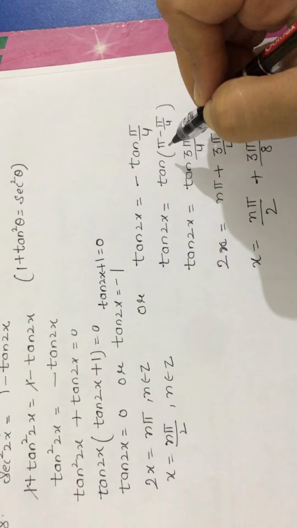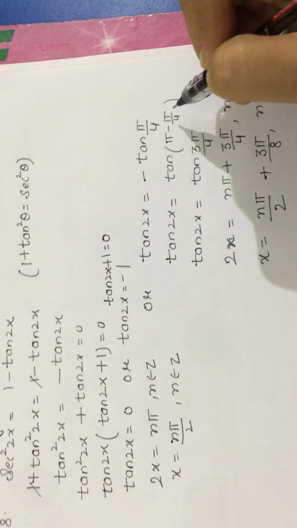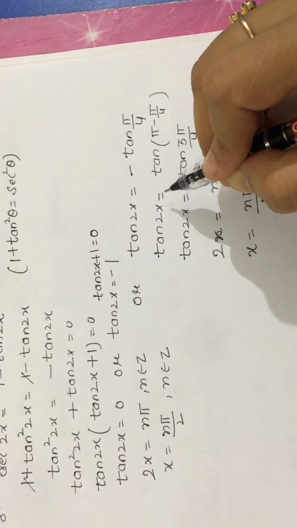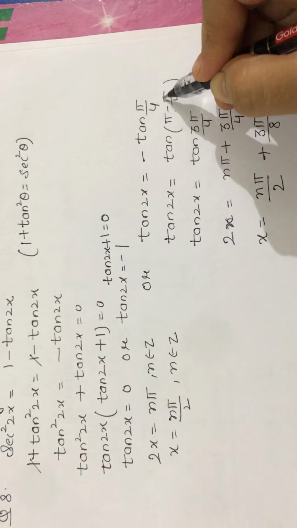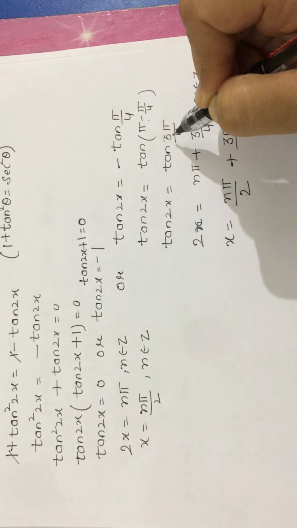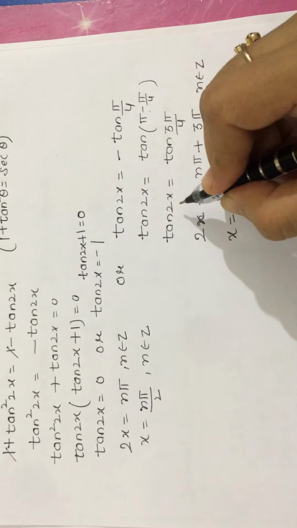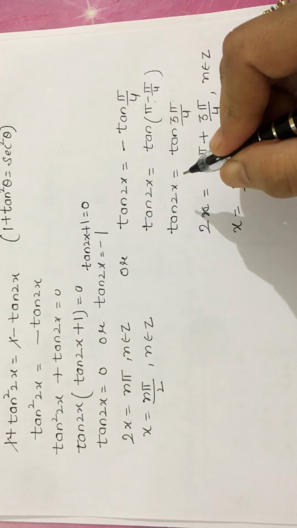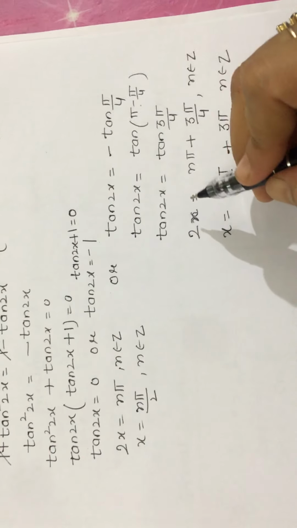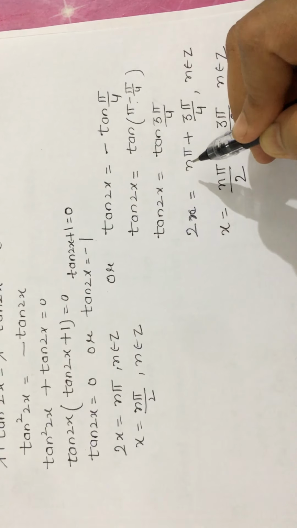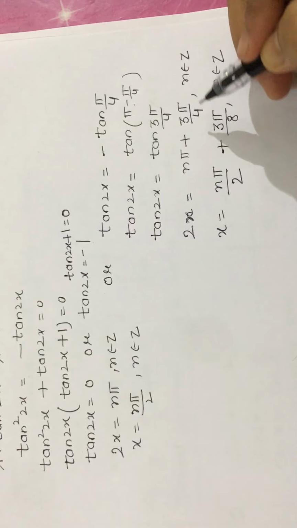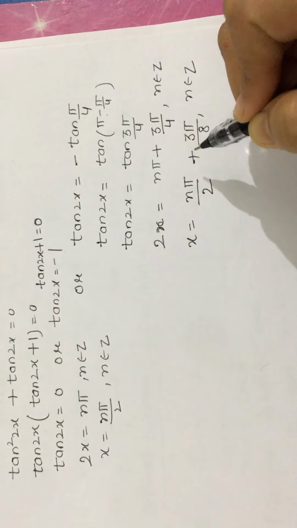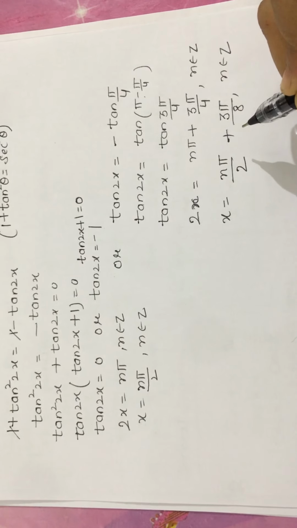Now tan is negative either in second quadrant or in fourth quadrant. You can write this either in second quadrant or in fourth quadrant. So tan 2x equal to tan of (pi minus pi by 4). So tan 2x equal to tan of 3 pi by 4. Now if tan x equal to tan y, all the general solutions are given by x is equal to n pi plus y. So this can be written as 2x equal to n pi plus 3 pi by 4, where n belongs to integer. This implies x is equal to n pi by 2 plus 3 pi by 8, where n belongs to integers.